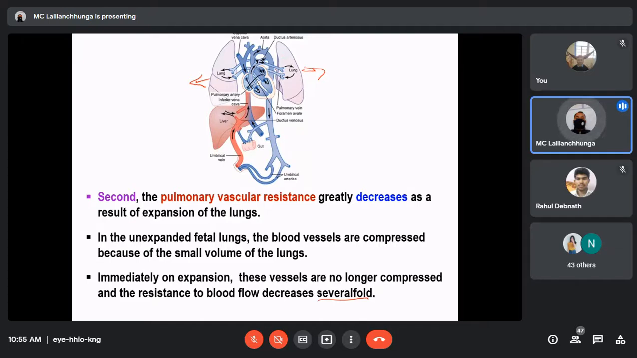Now they can pass through there. So because of that, this will decrease the pulmonary pressure also.